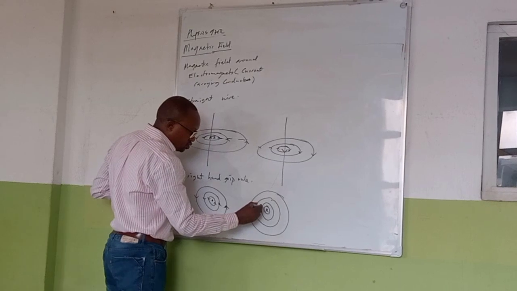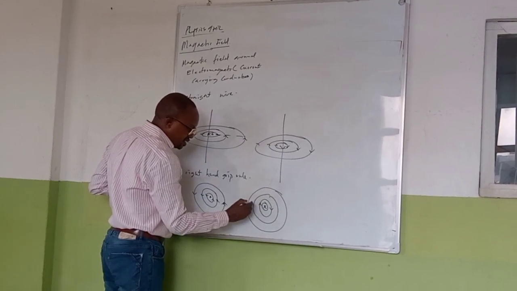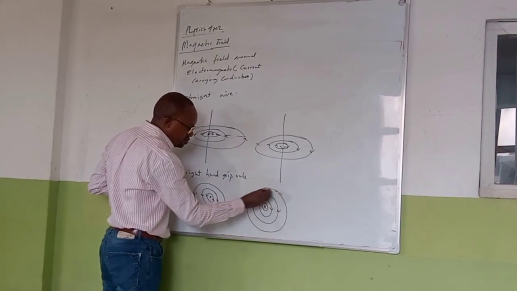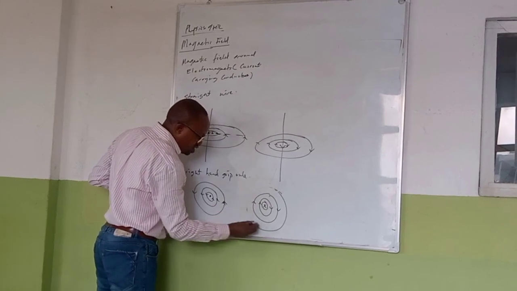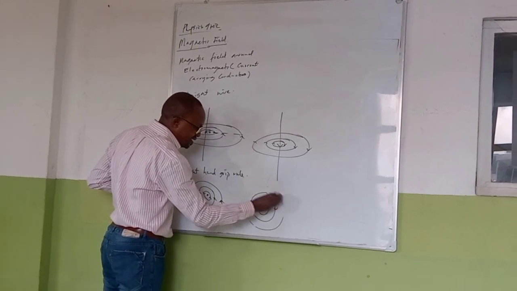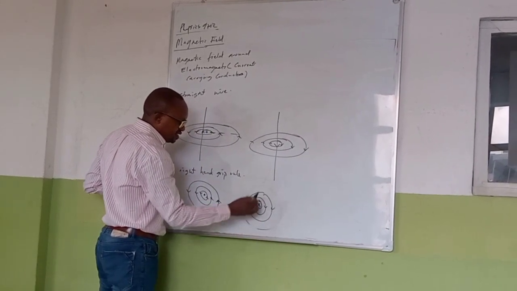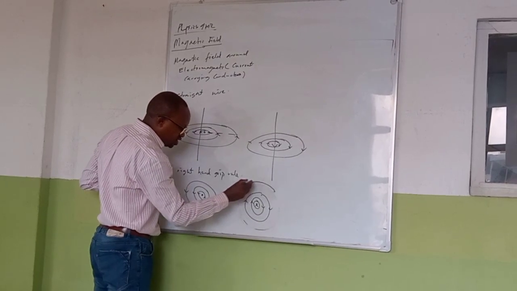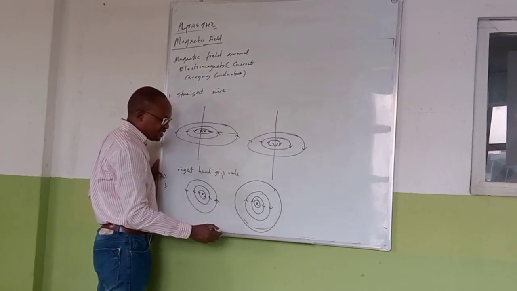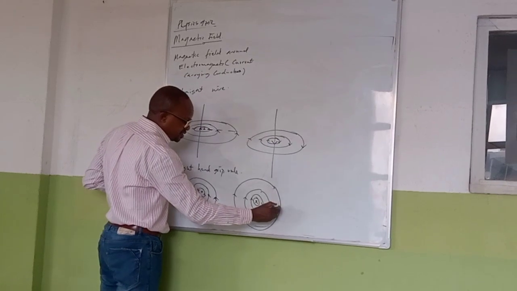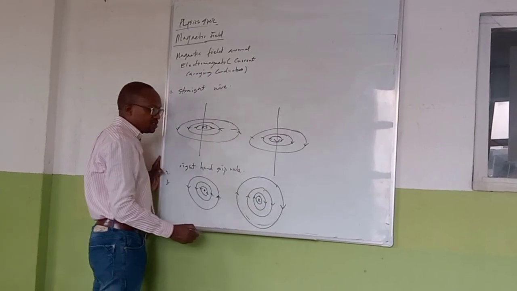Yeah. So you see that in this case, as the distance from the wire is increased, the strength of the field will reduce. So the separation between the magnetic field lines will increase. So you have this. Is that okay?